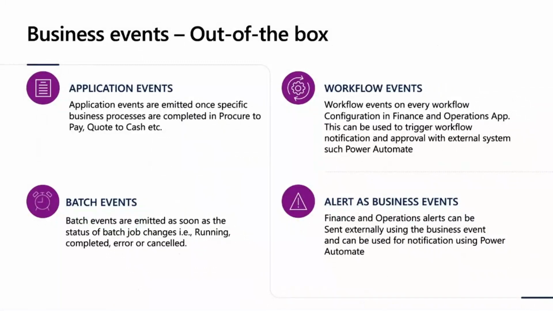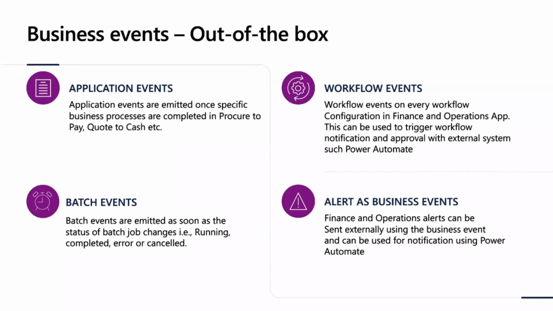There are a few main types of events which we provide out of the box. First, application events, where you have different business processes in procure to pay or quote to cash areas. One simple example could be once you post a customer invoice or a sales order is delivered. You can capture the events emitted when these processes are happening within the system, finance and operations in our case. Once these events are happening, you can capture them, and via an endpoint, you can build your integration around it.